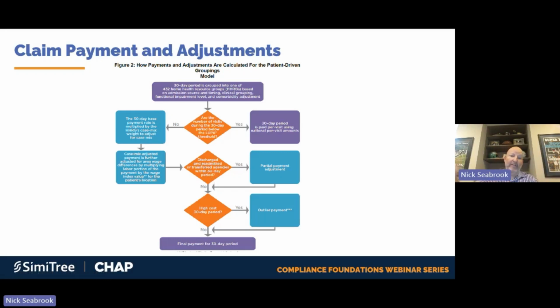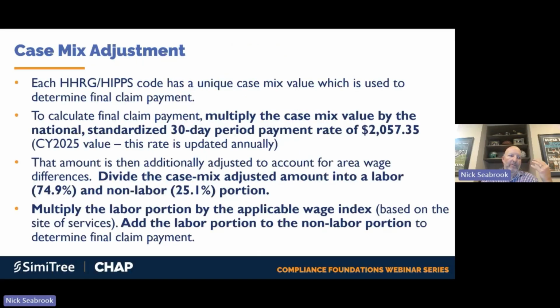So from there, we then ask the question, was the patient discharged and readmitted or transferred to another agency? That's one other adjustment factor, which we call that partial payment adjustment. Let's again, for purposes here, go down and say no. Was it a high cost patient, which we call an outlier? And again, let's say the answer is no there, then that's when the final claim payment is issued. So we have these other adjustment factors, which we're going to talk about now, that are going to potentially impact what the reimbursement is. So let's start with the case mix adjustment to start with.